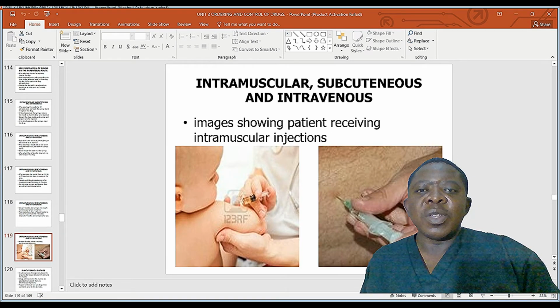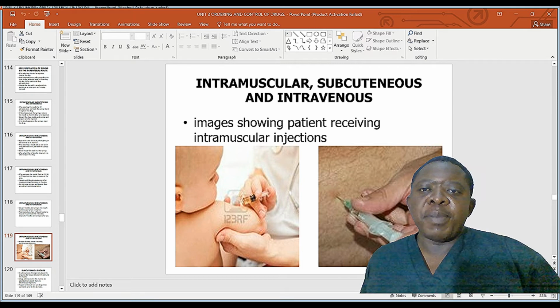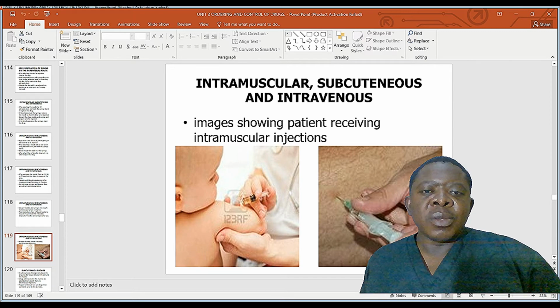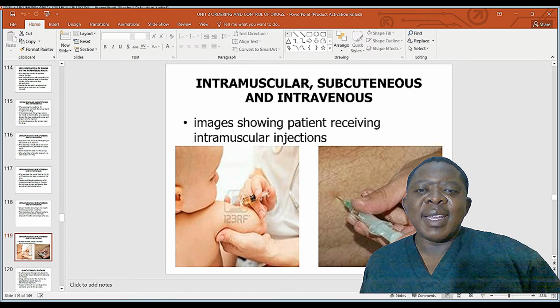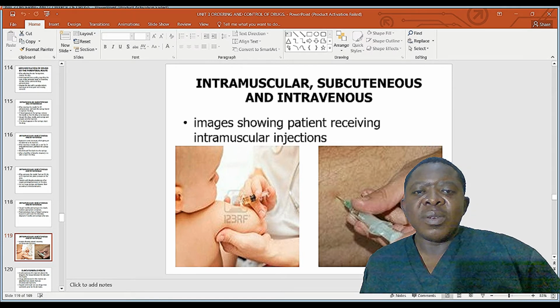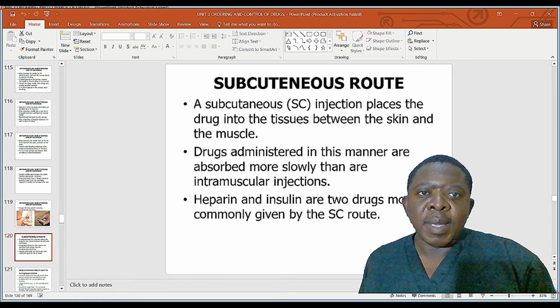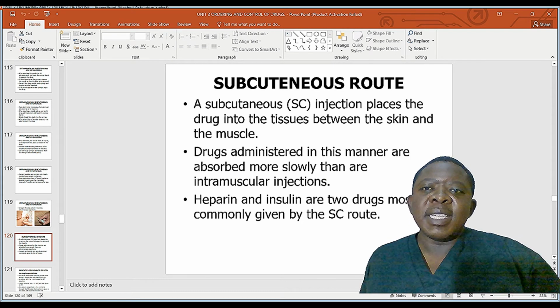Okay, so the image here is showing a patient receiving an intramuscular injection. Kindly take note that at 90 degrees you are giving an IM. Okay, at 45 degrees also you are giving a subcutaneous injection. So those are some of the things. Then a subcutaneous injection places the drug into the tissue between the skin and the muscle.